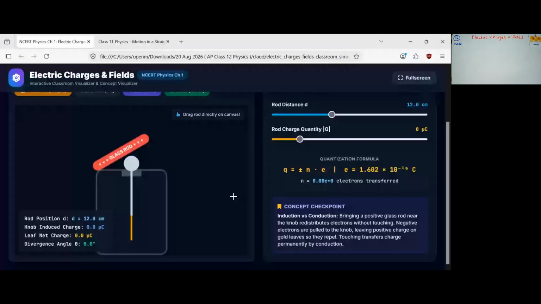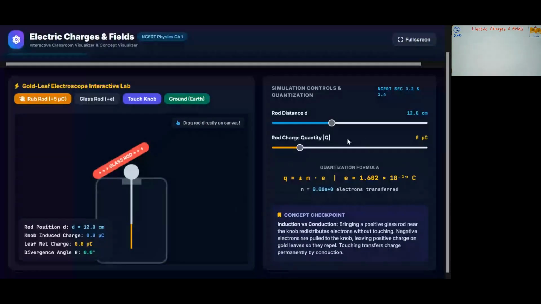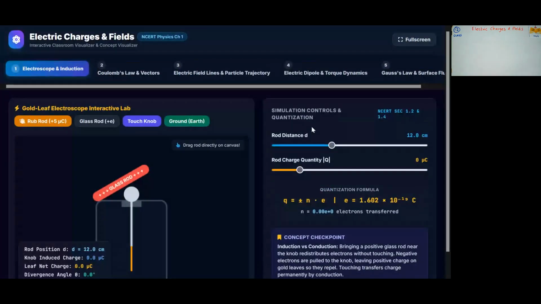Yes, here you can see the simulation. So on your screen, you can see the electroscope induction, Coulomb's law and vectors, electric field lines, particle trajectory, and electric dipole. And here you can see the gold leaf electroscope interactive lab.